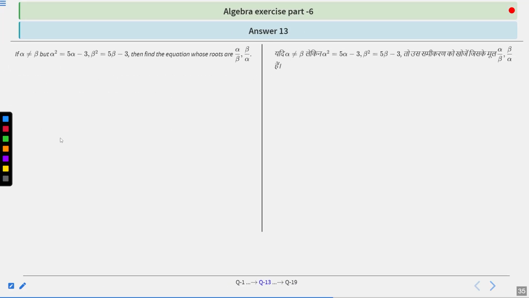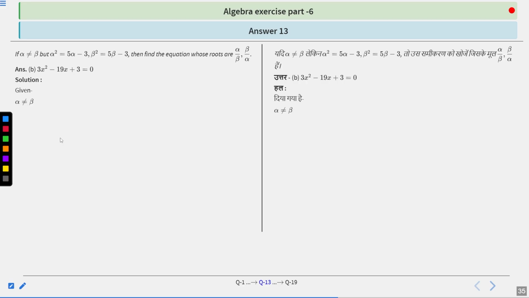So we were given that alpha is not equal to beta, but alpha square is equal to 5 alpha minus 3 and beta square is equal to 5 beta minus 3. And we have to find the equation whose roots are alpha upon beta and beta upon alpha. The answer to this question is option number B, 3x square minus 19x plus 3 equal to 0. Now let us look at the solution to this equation.